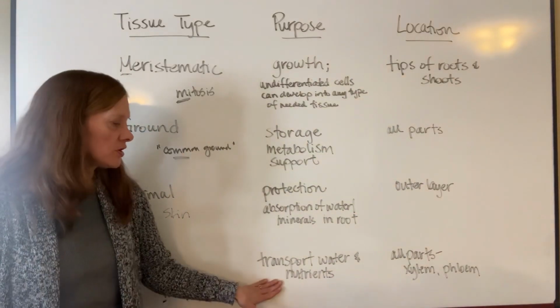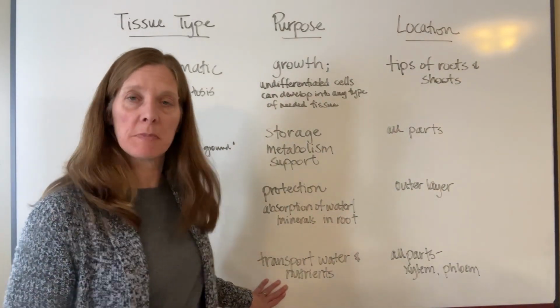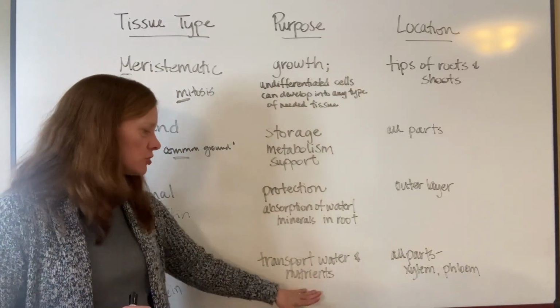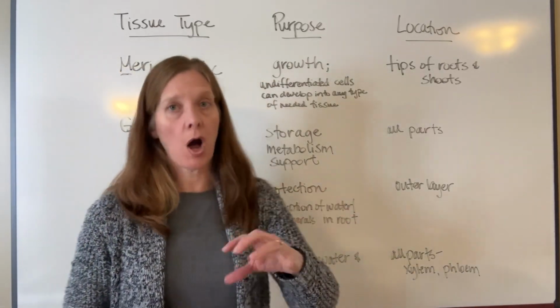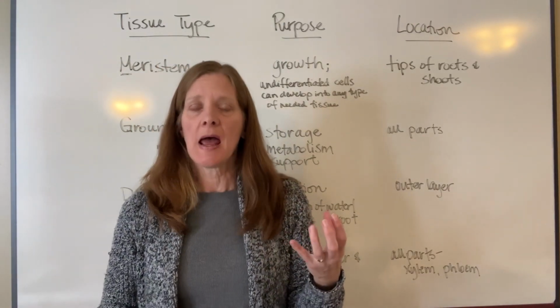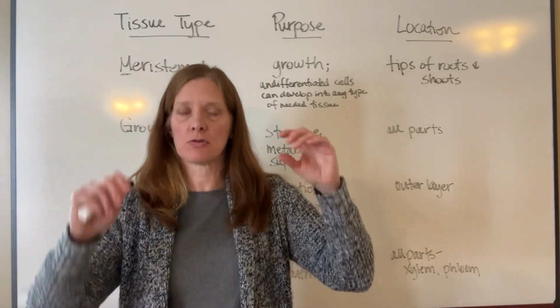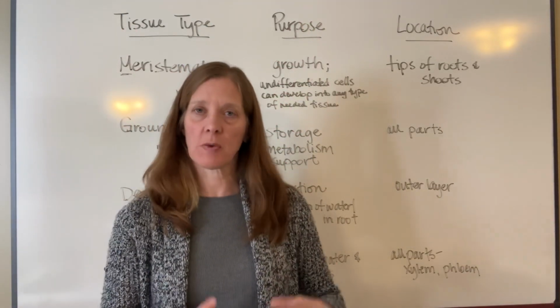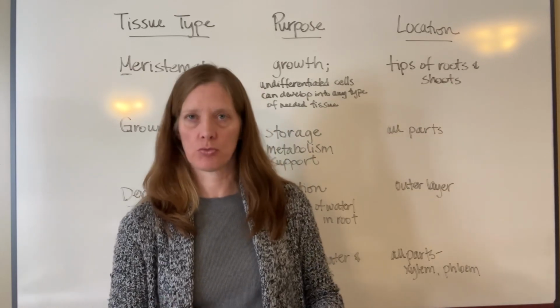It is specifically used to transport water and minerals from the roots up to the rest of the plant, and it's used to transport nutrients. If you recall, your plants are going to go through photosynthesis, and so they're going to be making sugars, and then those sugars are going to be transported from the leaves down in order to get to the rest of the plant. They may have to store those things in the roots.